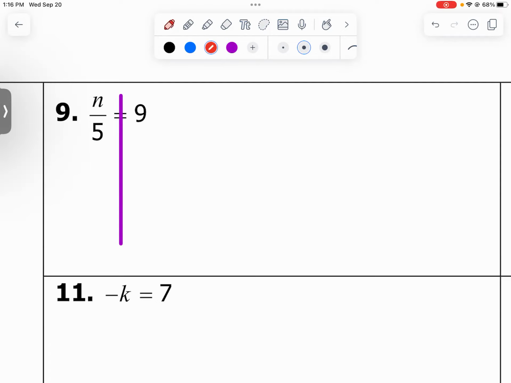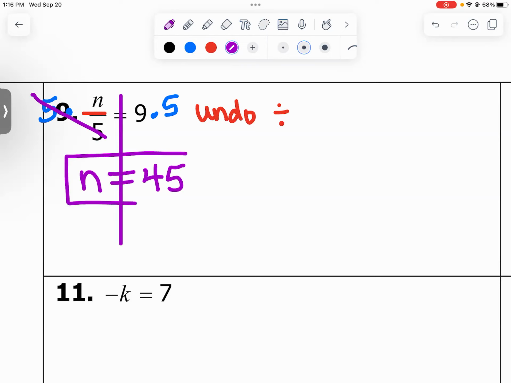So just so you know, this little fraction bar right here, that means division. Okay, so in this problem, we need to undo division. And like Reagan said, in order to undo division, we need to use the inverse operation, which is multiplication. So if we multiply both sides by 5, the times 5 and divide 5 cancel each other out, and we have n equals 45.